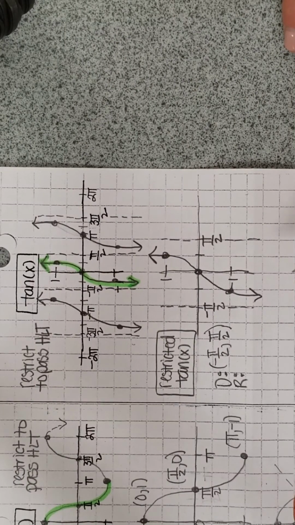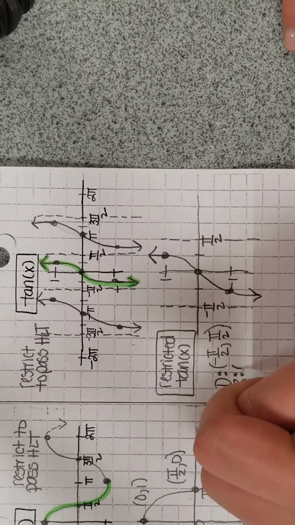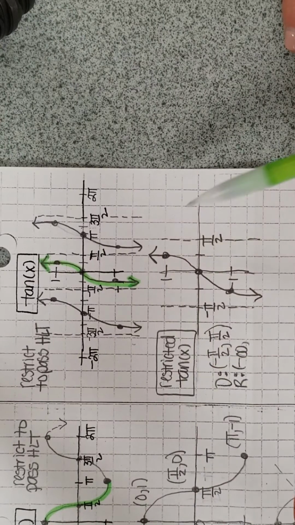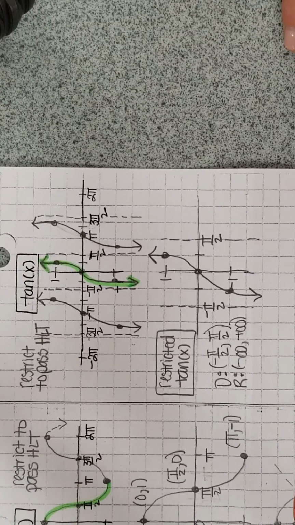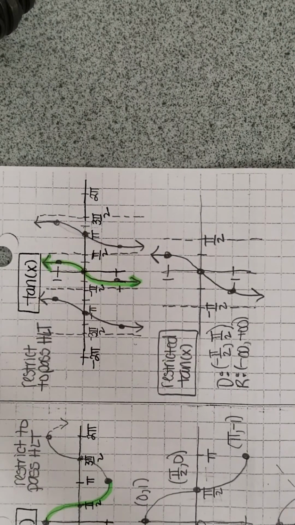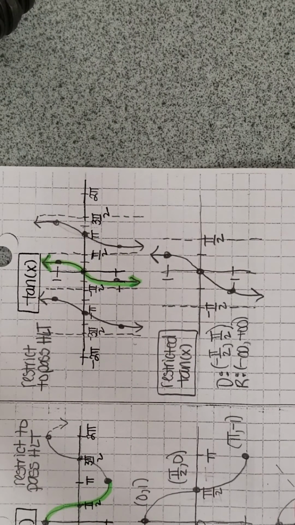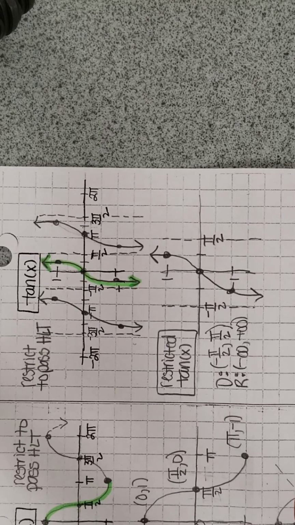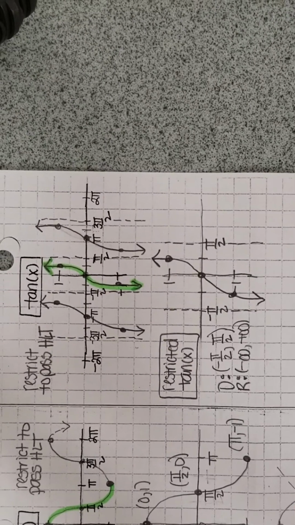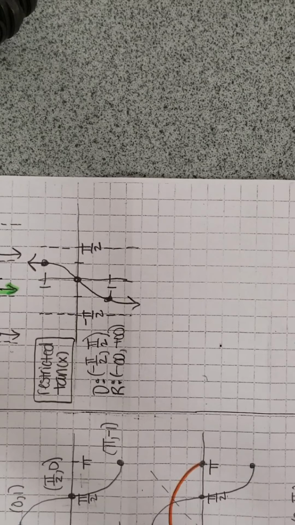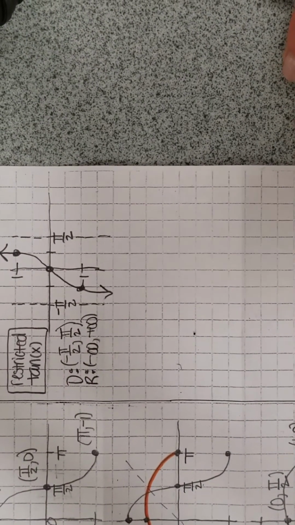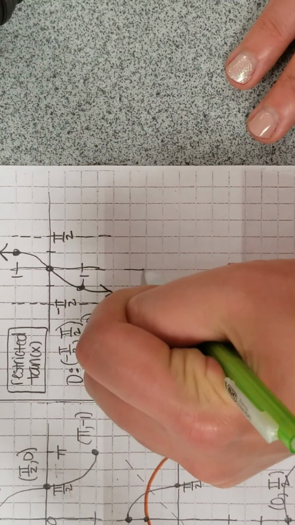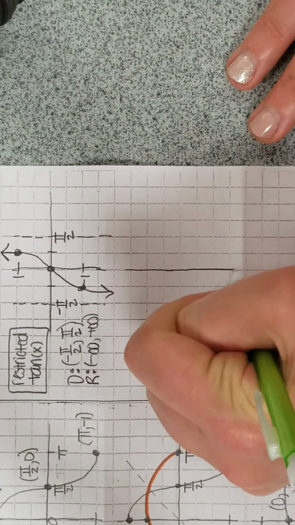Now for the range, when I come in from the bottom, I hit an arrow. And when I come in from the top, I hit an arrow. So I know that's negative infinity to positive infinity. We are now ready to consider what this graph will look like when we reflect over y equals x. To do that, though, we need to redraw our graph so we can see it.